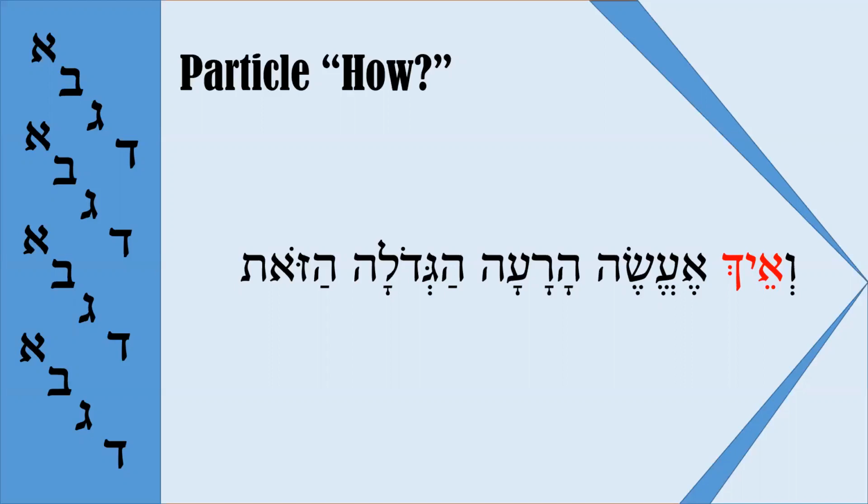Hara'a, hagedola, hazot. Very well. Now let's try to translate this sentence. Ech means how.